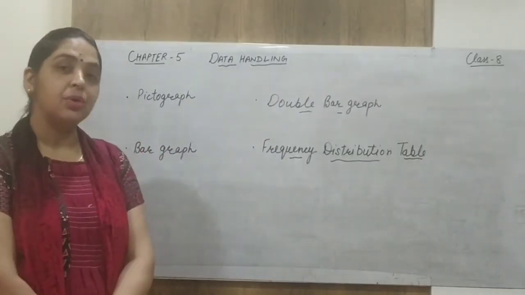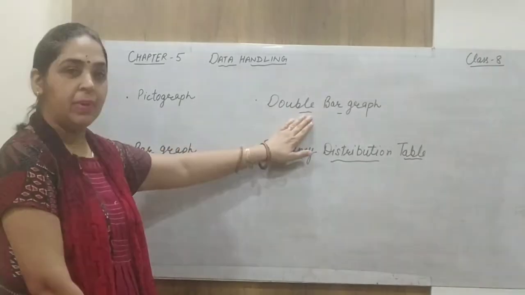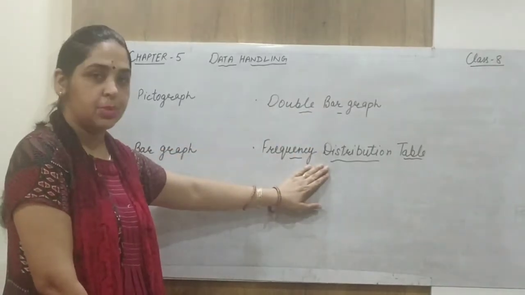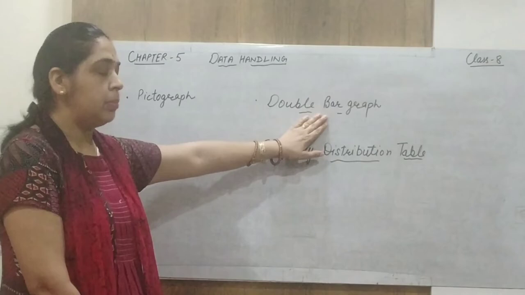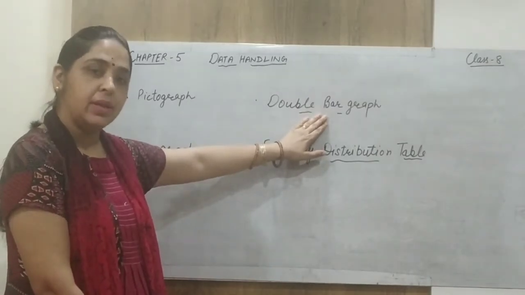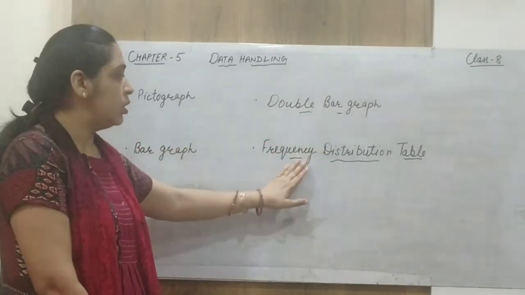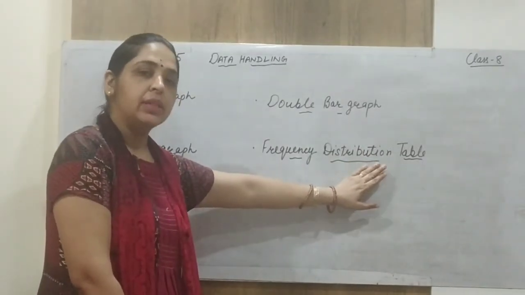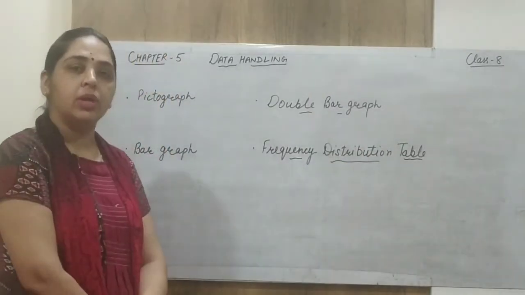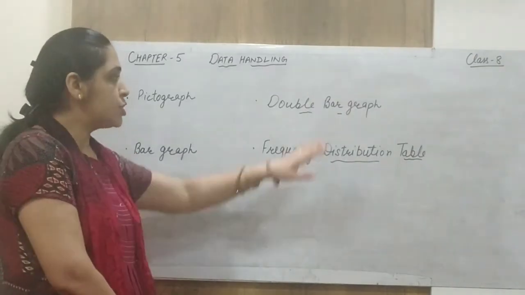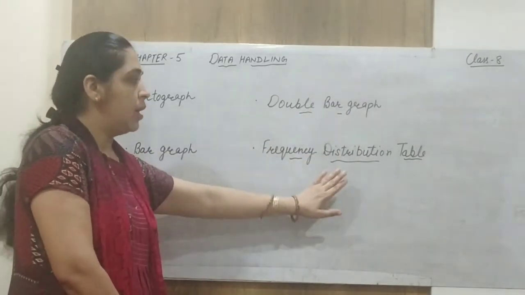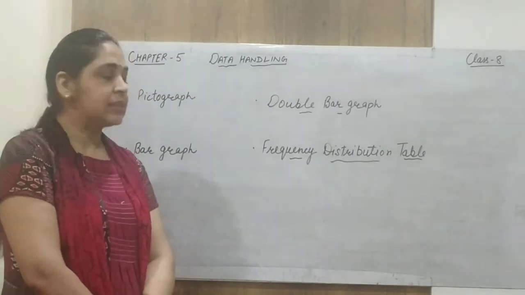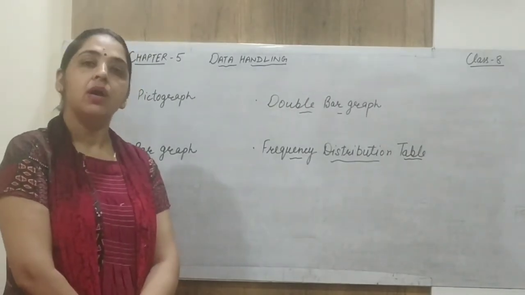So students, I hope you very well understand the double bar graph and the frequency distribution table. How the double bar graph is used for comparing two sets of data, and how the frequency distribution table is used first in tabular form and then for the intervals. These two are very important topics. After that, in the next video we discuss the histogram.